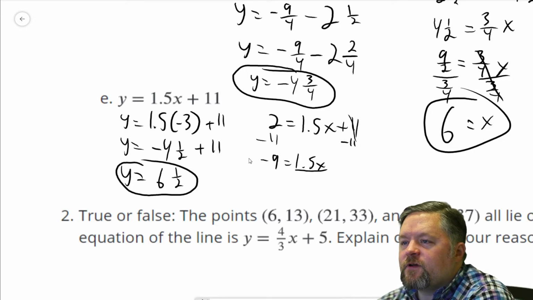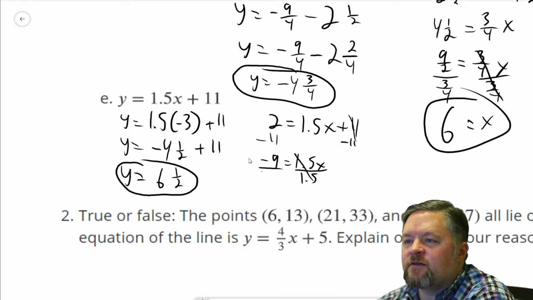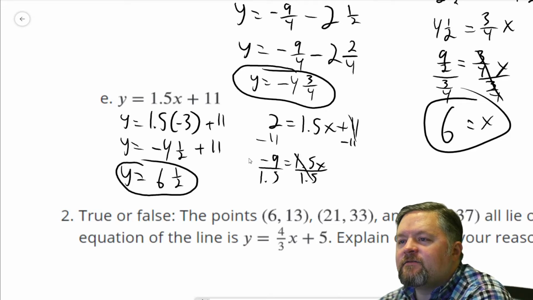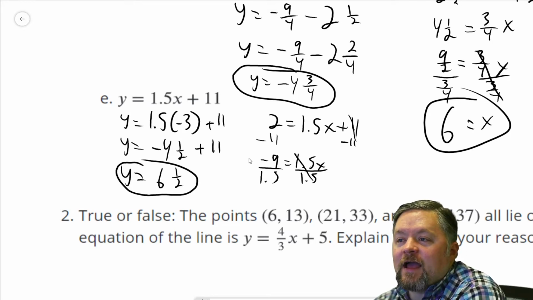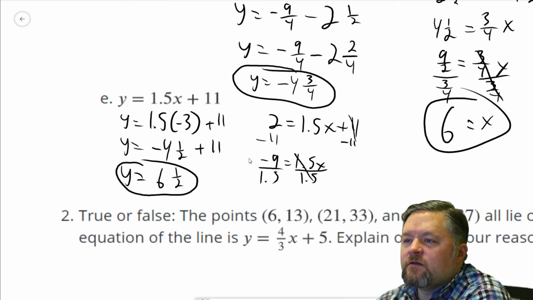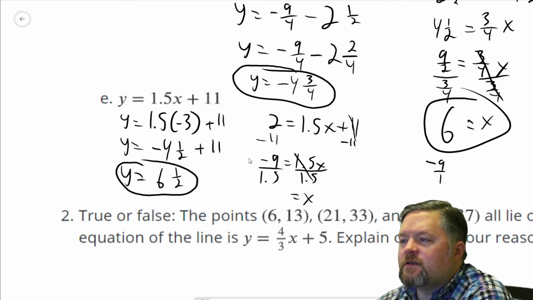Get x by itself. We're going to divide each side by 1.5. Those will cancel. Do it to one side, do it to the other. Negative 9 divided by 1.5. So we have negative 9 over 1 divided by 3 over 2, 3 halves. Dividing by 3 over 2 is the same as multiplying by 2 over 3.